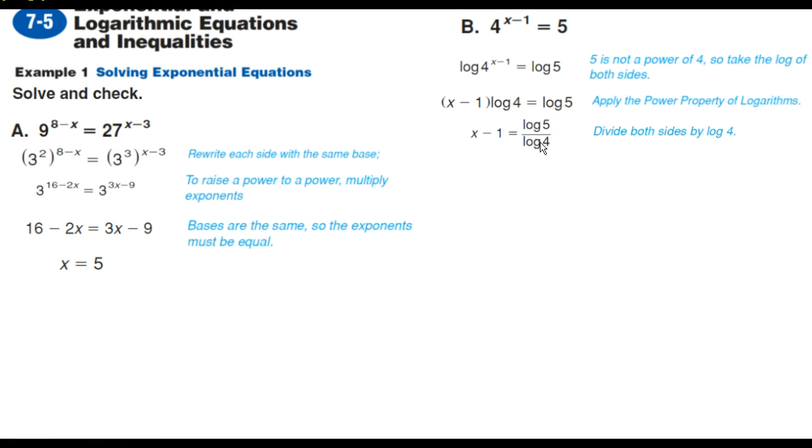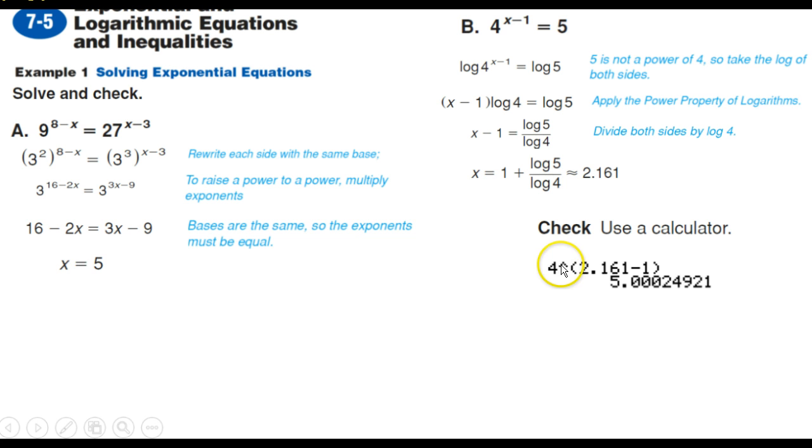It means base 10. We're going to add 1 to both sides, and when you do 1 plus parentheses log 5 divided by log 4, you get approximately 2.161. So that's the answer to x. What does that mean for our original problem? That means if I plug in 2.161 into this expression, I should get 5. So let's try it on our calculator. 4 caret 2.161 minus 1, enter, we get approximately 5. So we know that that was the correct answer.